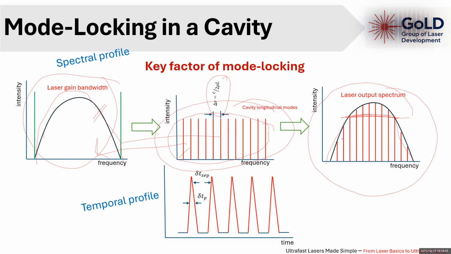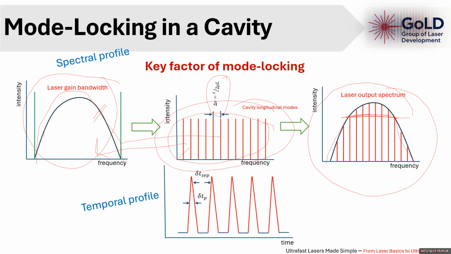So what this is showing is the gain curve and the modes. Some of the modes will be automatically eliminated because they cannot be sustained or occupied in this gain curve. Okay. After that, the cavity comes into action. Okay. But there are still modes, and those modes are supposed to be locked.